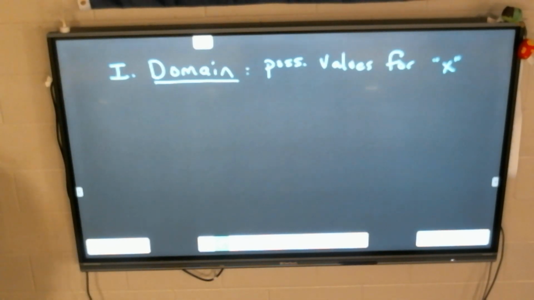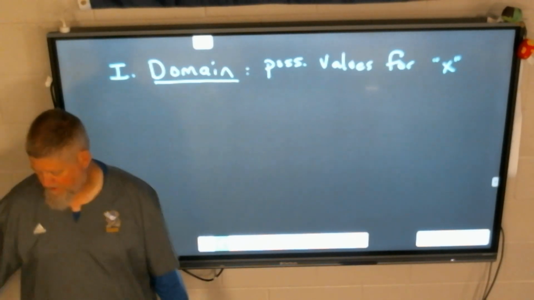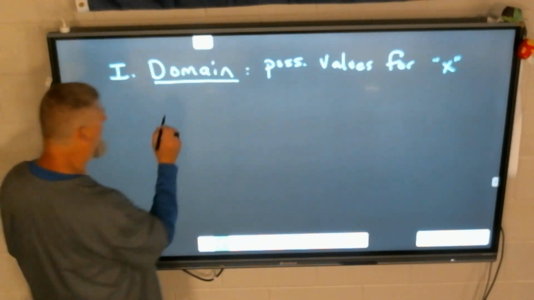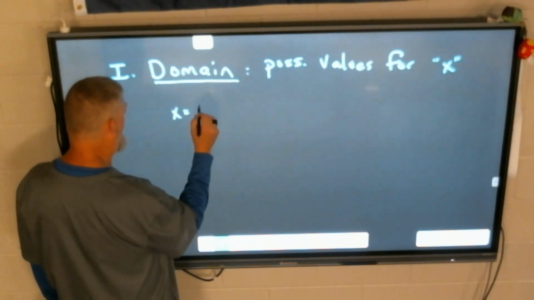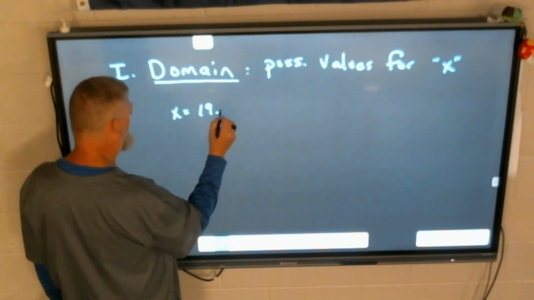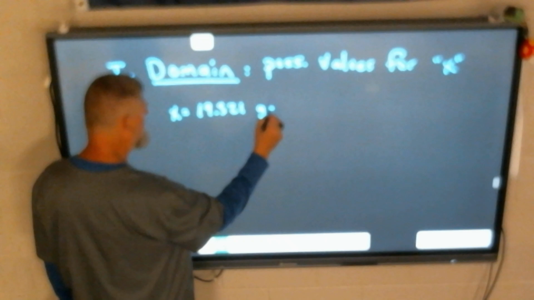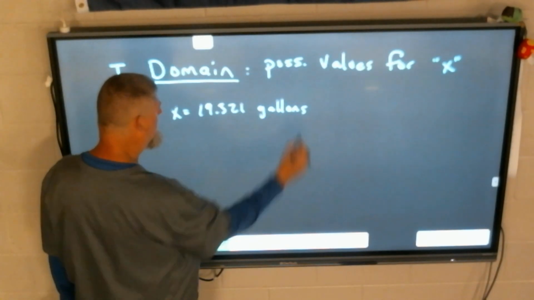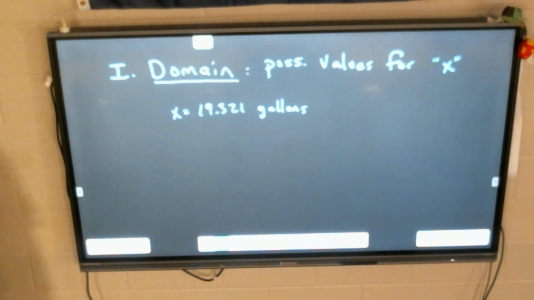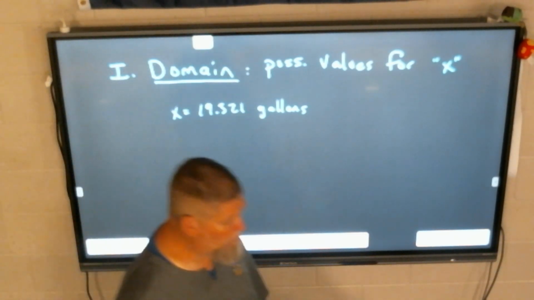So for instance, when you go to the gas station and fill up your car with gas, can I put in, can x equal 19.321 gallons? Can I put in 19.321 gallons? Yes. Absolutely. That's perfectly fine. If I had a semi truck, I could put in 120.324 gallons, right?